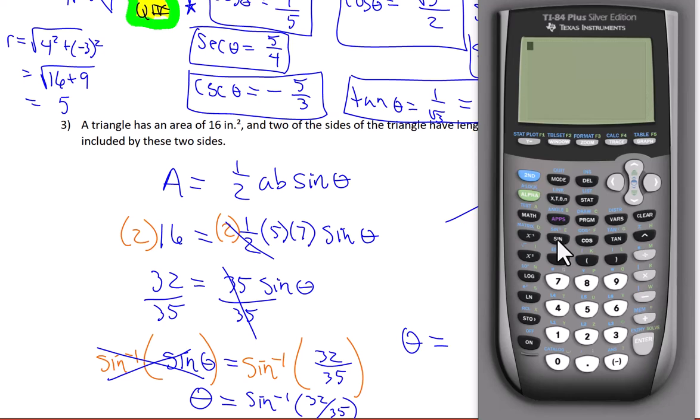So theta is sine inverse. To do that, you have to hit second and then the sine button, which puts a little sine with a -1 on your screen. That's the inverse symbol. So we have sine inverse of 32 divided by 35, which we'll just type in, close the parentheses, hit enter, and there it is.